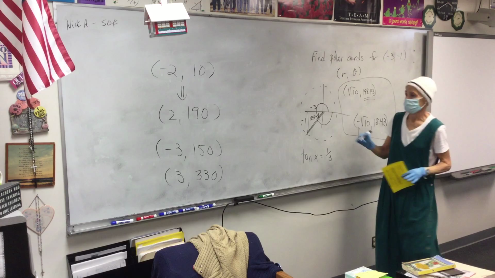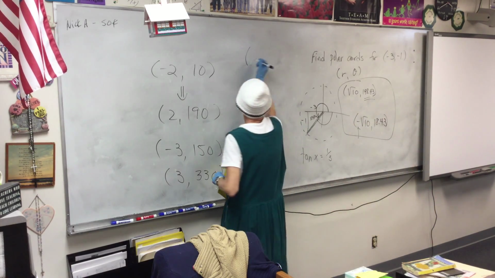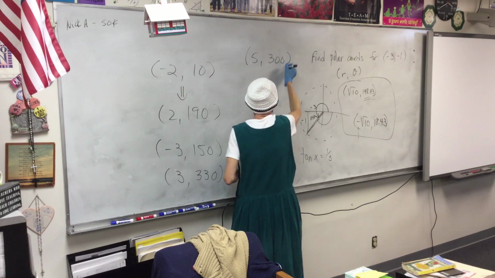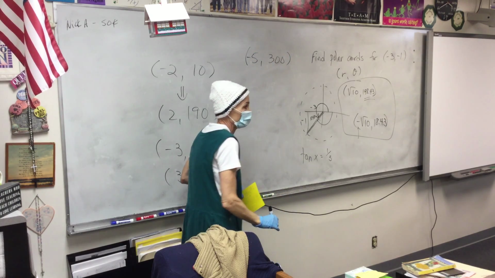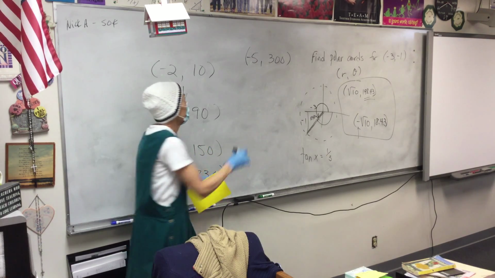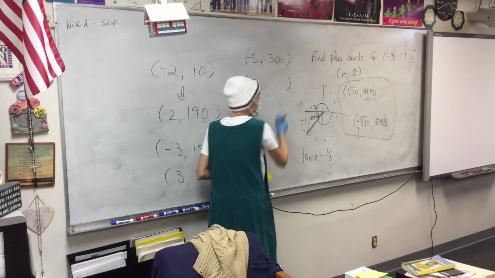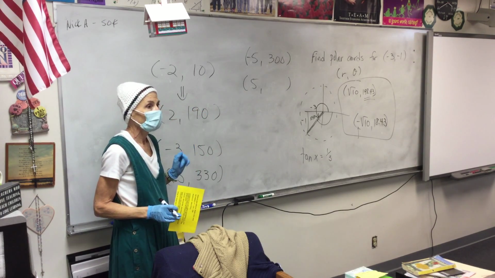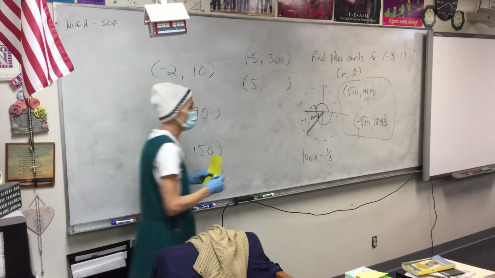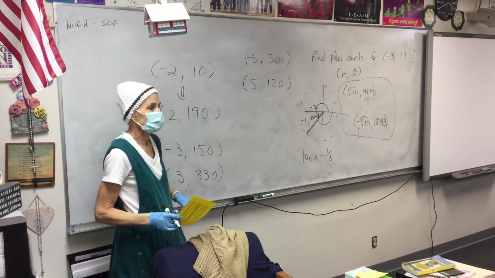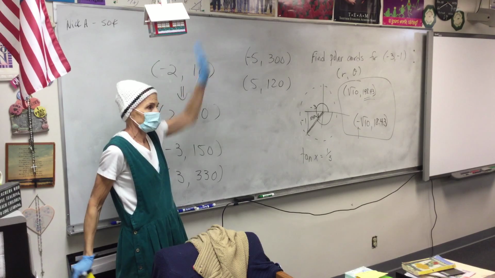Okay, so one more. If you had to plot negative 5, 300, where would you actually put that point? It would be on a circle with a radius of 5, but it wouldn't be at 300. Where would it be? 120. It would be 180 degrees different, opposite.